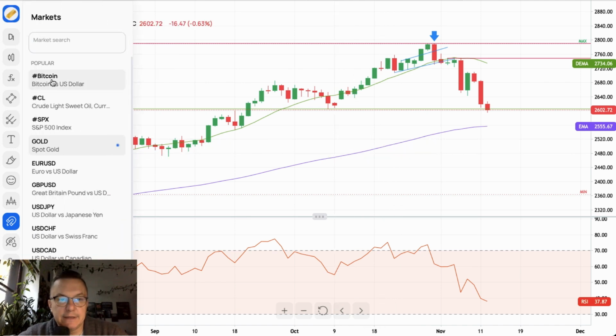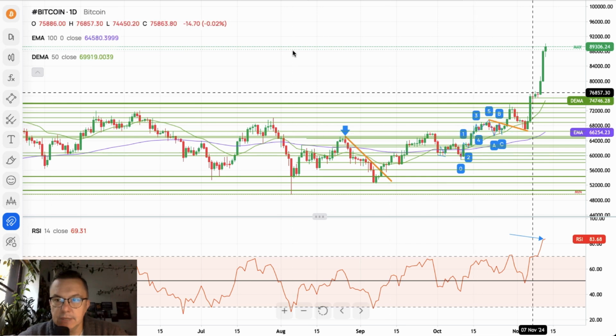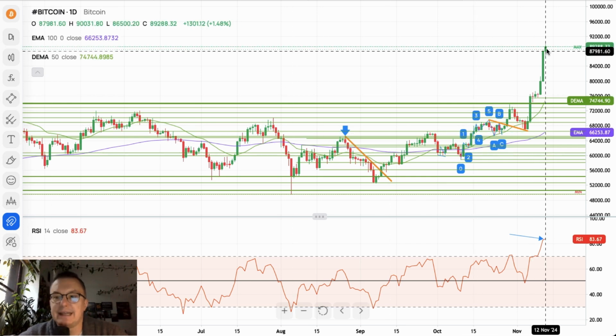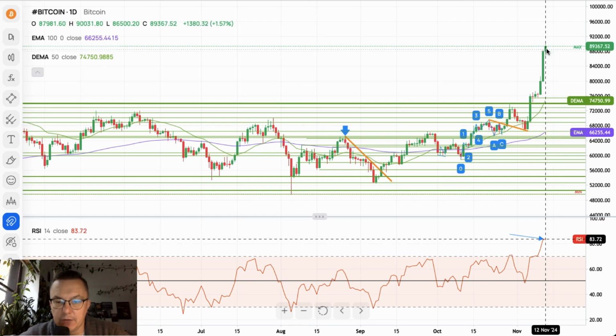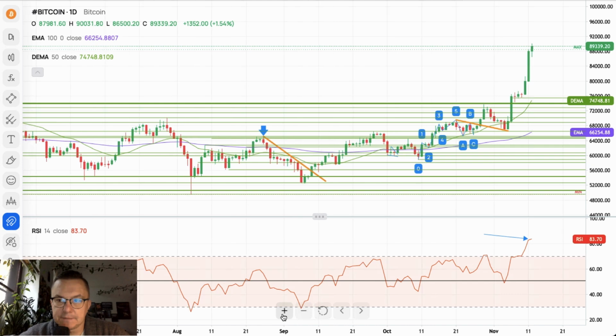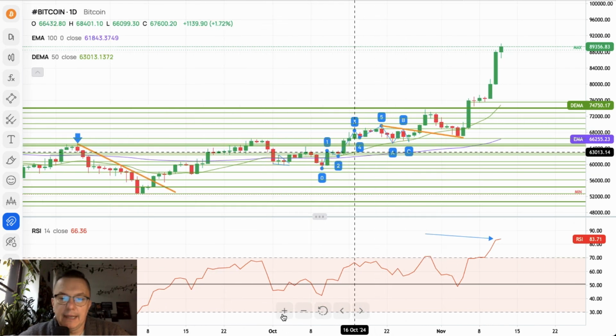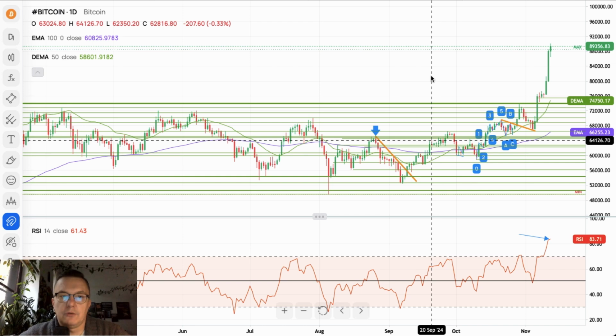Now, last but not least, the star of our recent days, Bitcoin. Bitcoin hits $90,000 right now. The market's conditions are extremely overbought, of course. 89,360 is the current level that we are trading on, and to be honest with you guys, right now no one has a clue where the Bitcoin is going.